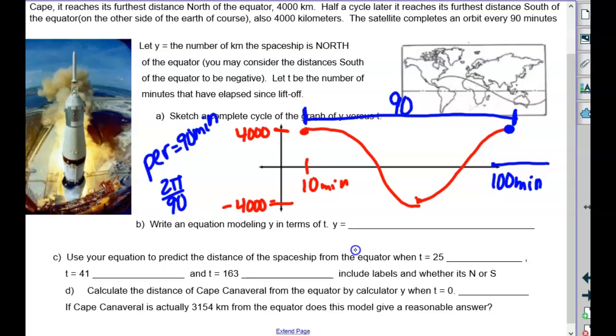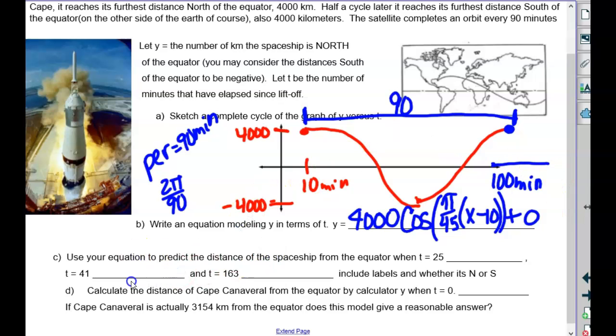Okay, the midline is 0, so we don't need a what? Vertical shift, okay? The amplitude is 4,000. Do you want to use cosine or sine? Cosine. And do we need a phase shift? To the right 10 minutes. And what are we going to put in here? Either 2 pi over 90 or pi over 45. Okay, we don't need the plus 0 on the end. I just wrote it to remind us that we didn't need one.